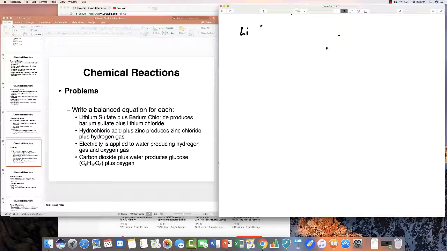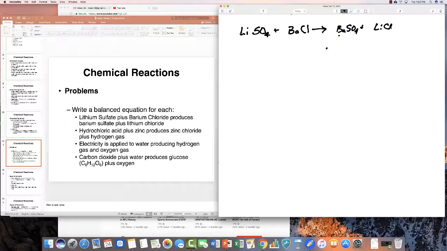Lithium and then sulfate, which is one of those polyatomic ions that you're supposed to know, and that's going to be added to barium chloride. Write the symbols down first and we'll come back and put the subscripts in just a second. Forms barium sulfate plus lithium chloride.